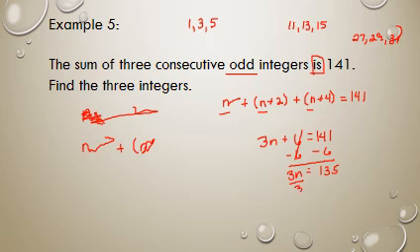And then we divide by 3, and that gives us n equals, that should be 45. Okay, so that means our first integer is 45. So then the next one would be 47 because we're just looking for the odd. And then after that would be 49. And then you could add all three of those numbers up and it should equal 141.